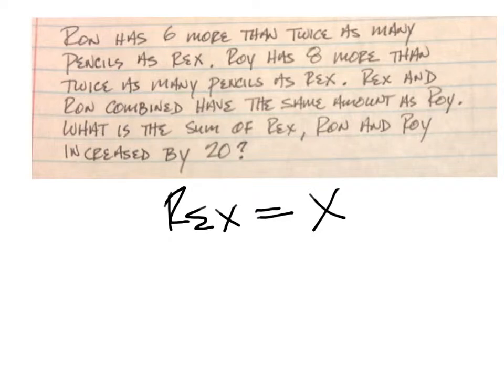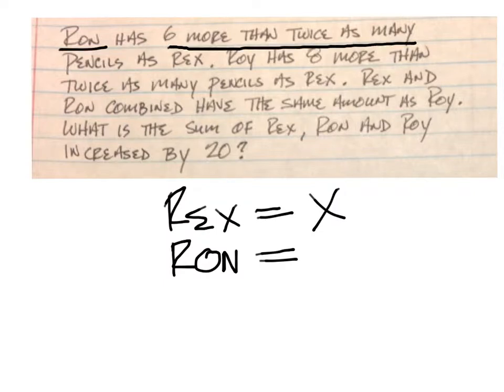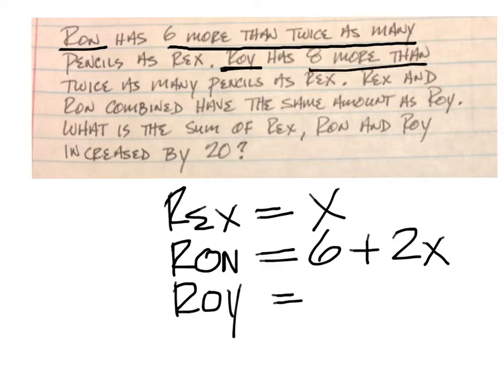We don't have to read the rest of the problem next, because since we know that Rex is X, we can at least set up our expressions for Ron and Roy. Ron, up here, has 6 more than twice as many pencils as Rex. 6 more than twice as many is what expression? 6 plus 2x. We can use that. And then we go on to Roy. Roy has 8 more than twice as many as Rex. What's the expression for Roy? Yeah, 8 plus 2x.